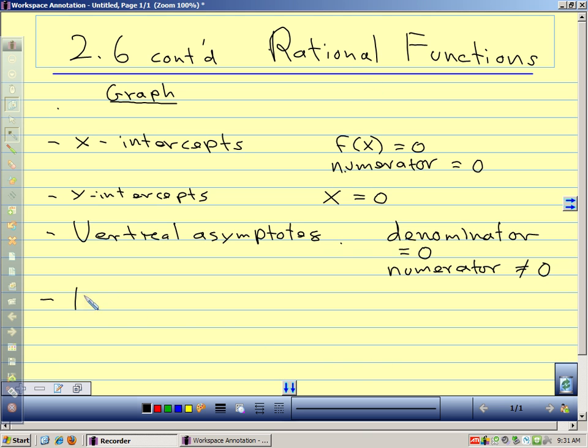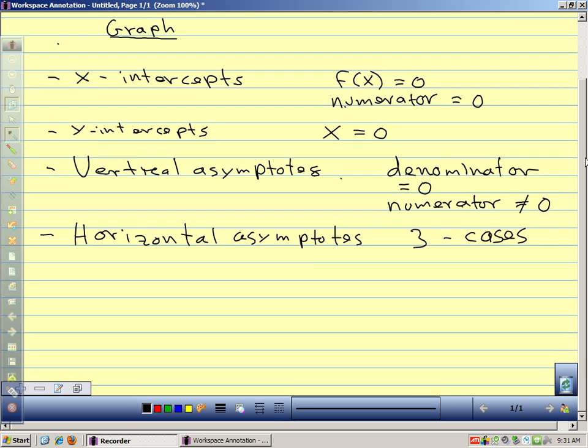Our horizontal asymptotes, we need to find them as well and graph them. We had 3 cases for our horizontal asymptotes, and they had to do with comparing the degree of the numerator and denominator. As we do a couple of graphs, we'll review those. I don't want to write them all out again, but we had three different ways to figure out what kind of horizontal asymptote we had.